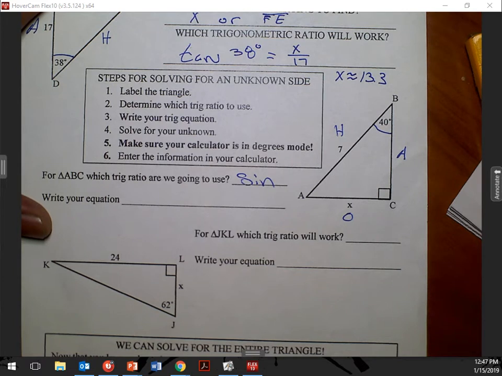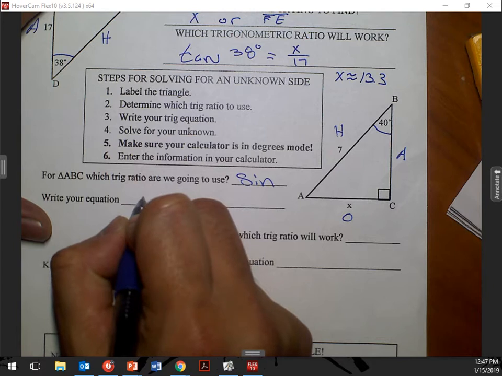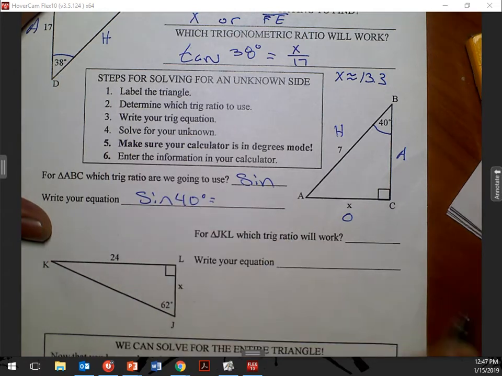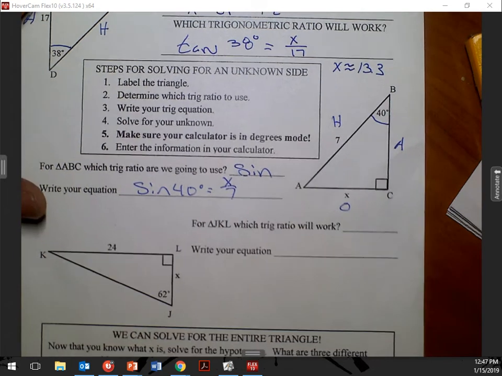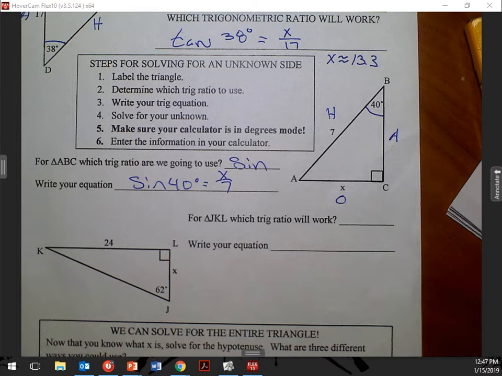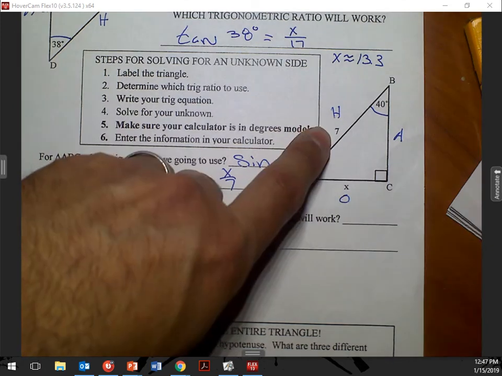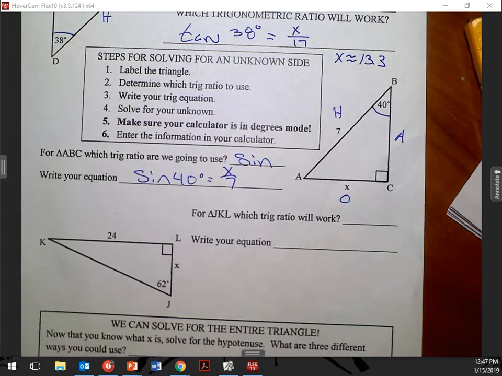What's my equation going to look like? It's x over 7. I know, but got to write out the whole thing. So sine of 40 equals x over 7. Very good. Where did I get x over 7? X is my unknown, right? Always solve for that. Okay, and 7 is my hypotenuse, right? Did I lose anyone?